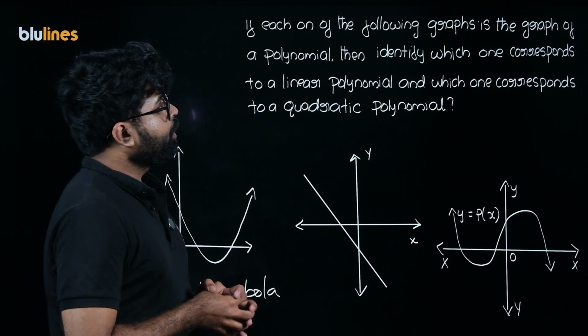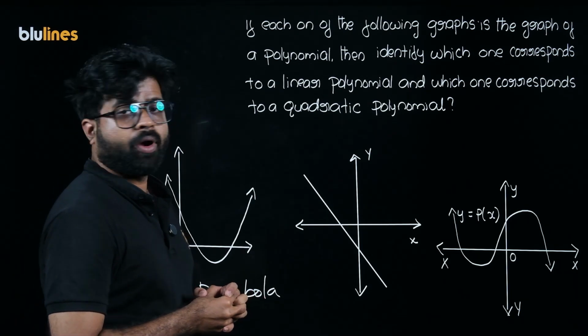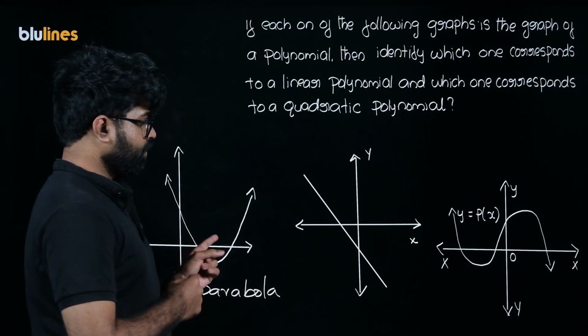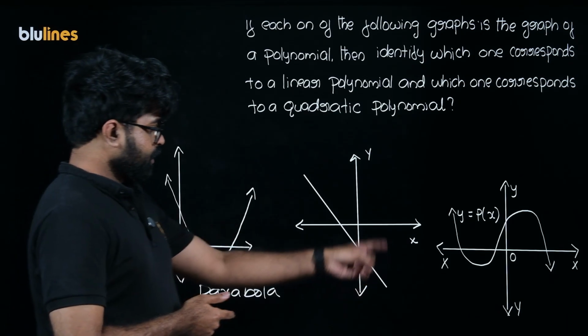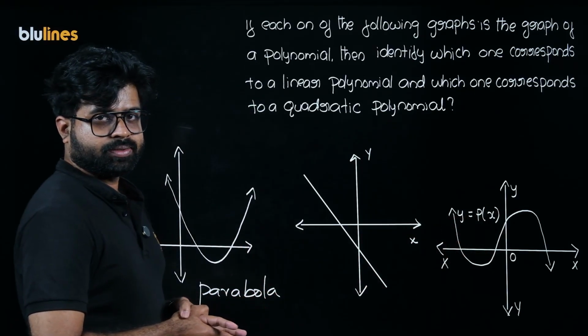If each of the following graphs is the graph of a polynomial, then identify which one corresponds to the linear polynomial and which one corresponds to the quadratic polynomial. So we are given 3 graphs. This is our first one. We call this one a parabola. This is a straight line, and here we have a curve which touches 3 points on the x-axis.